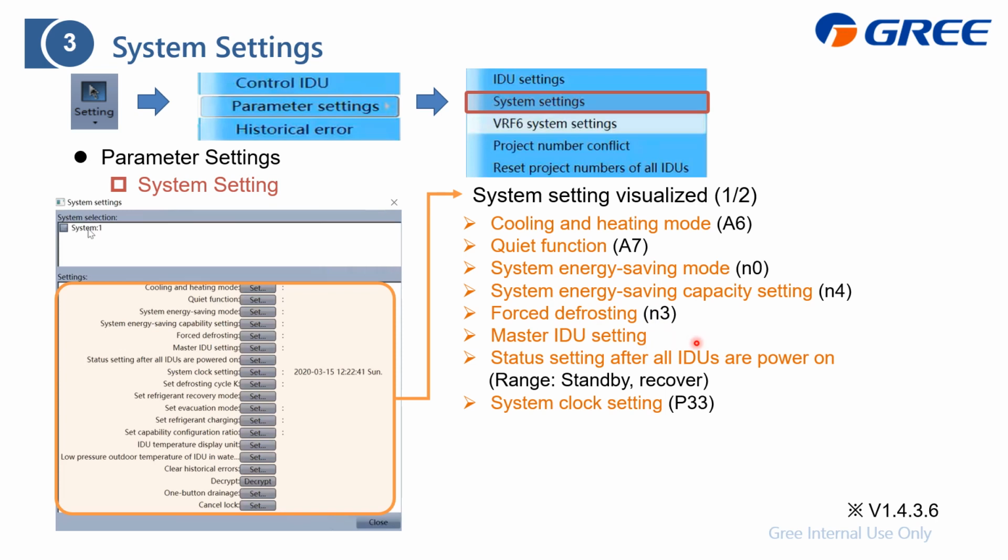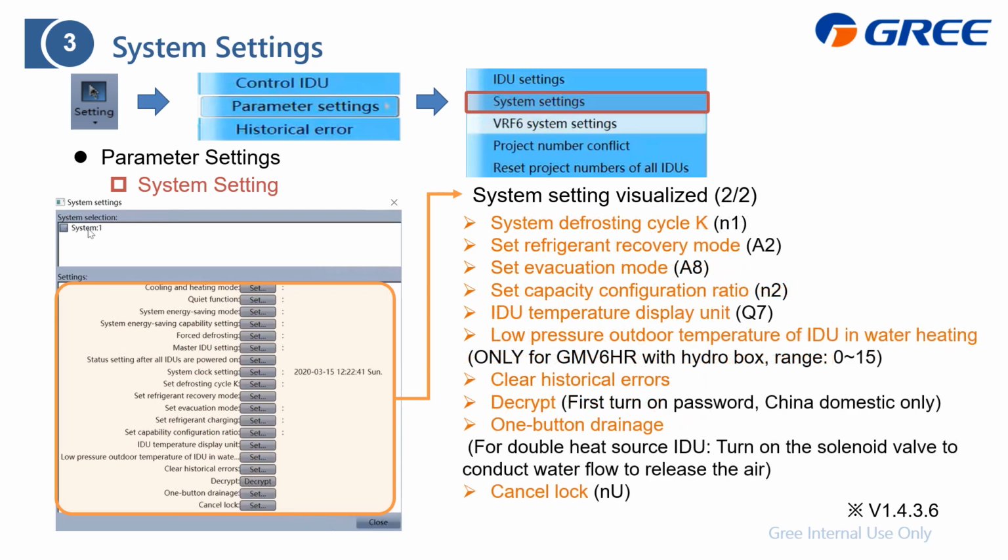But first, you need to know which is your appointed indoor unit. What I mean is the address. And also the status setting just after all indoor units power on, which is the memory function. Either the indoor unit will stand by or resume the previous operating state. And also you can set the system clock here, which is the P33 on the wire controller.